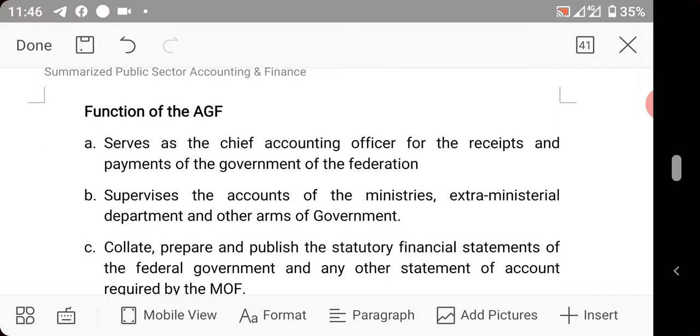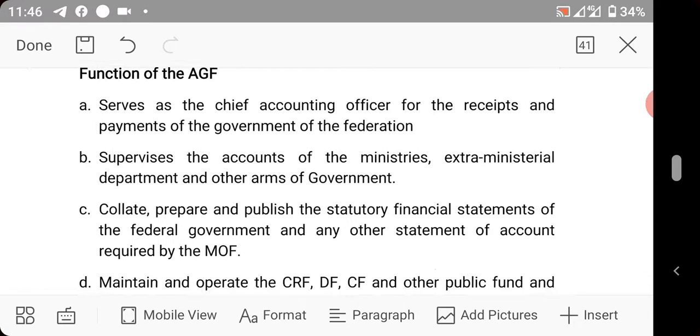So he is the person, the chief accountant of the receipt and payment. Remember, we were taught in school that the government sector adopts cash basis of accounting. So the chief accountant of that receipt of money and payment of money in the public sector is the accountant general. Two, he supervises the accounts of the ministries, extra-ministerial departments, and other arms of government like parastatals, agencies, boards.